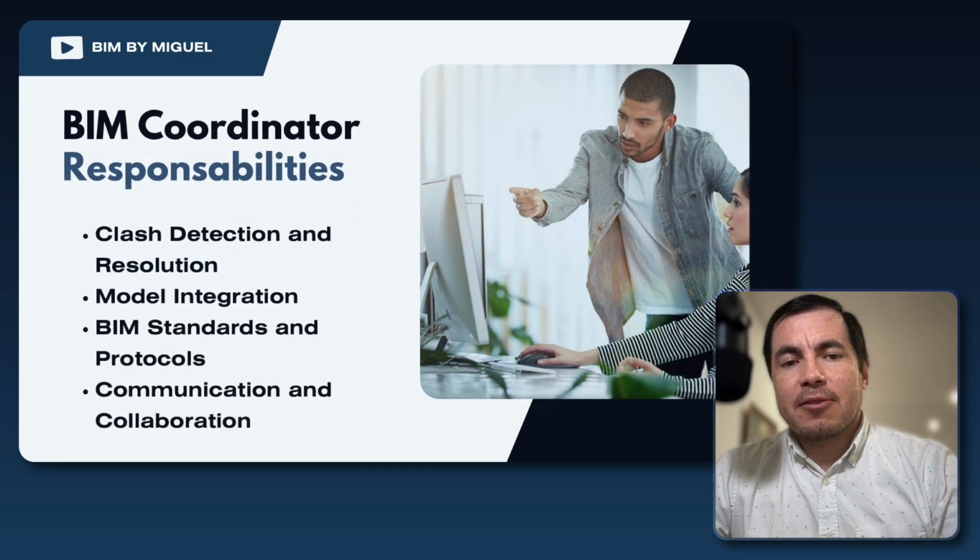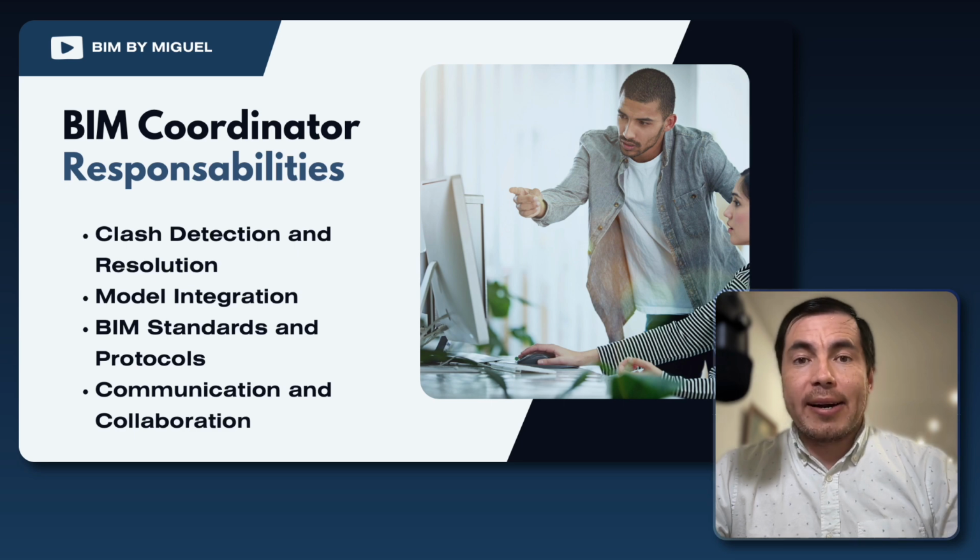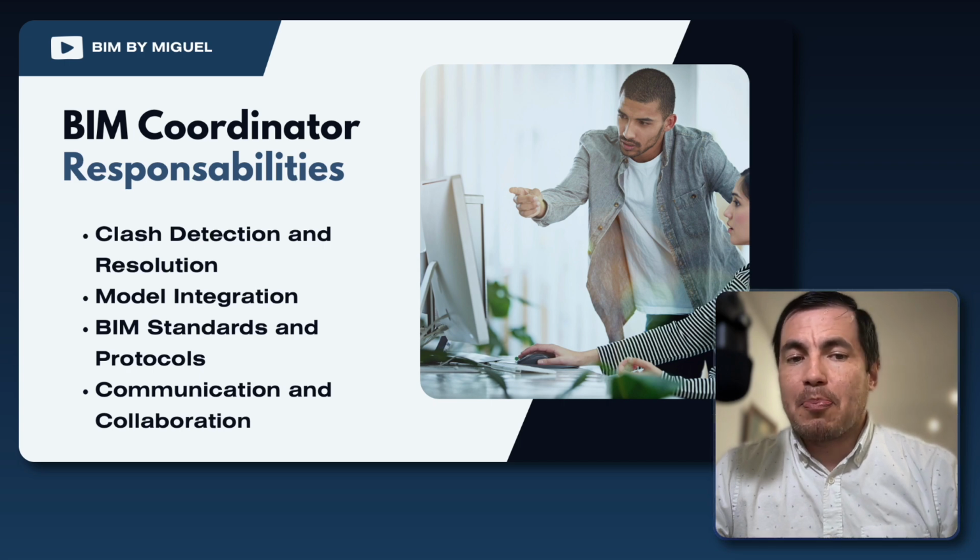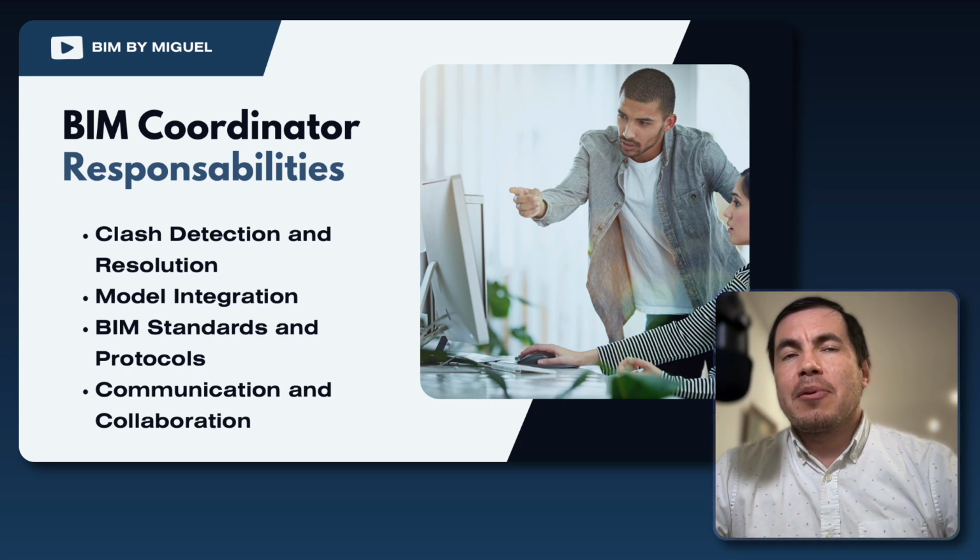So what are some of the responsibilities? They do clash detection and resolution. They're in charge of these clash detection meetings where they present the model, they show the model, and they discuss some really important issues with clashes or with other things such as model integration. Maybe there are models that didn't get updated and they need to discuss why. They also perform quality assurance by checking the BIM standards and protocols of the specific project, and maybe even the BIM standards, the national ones. So they are really important.